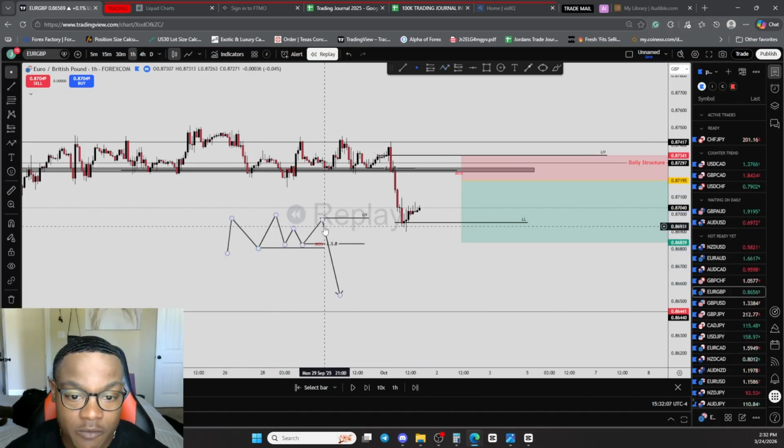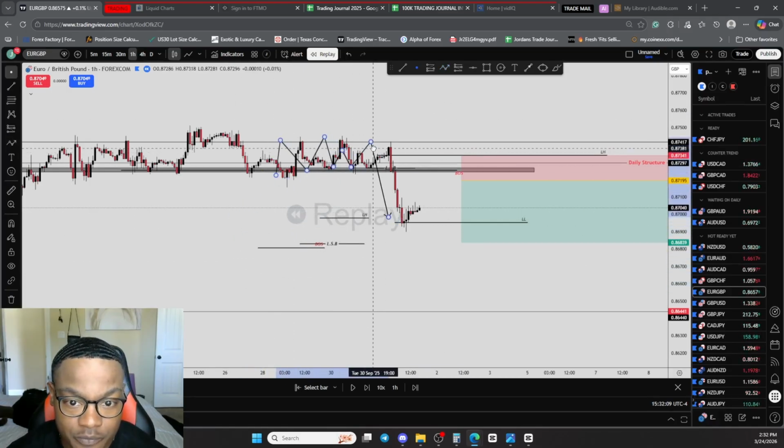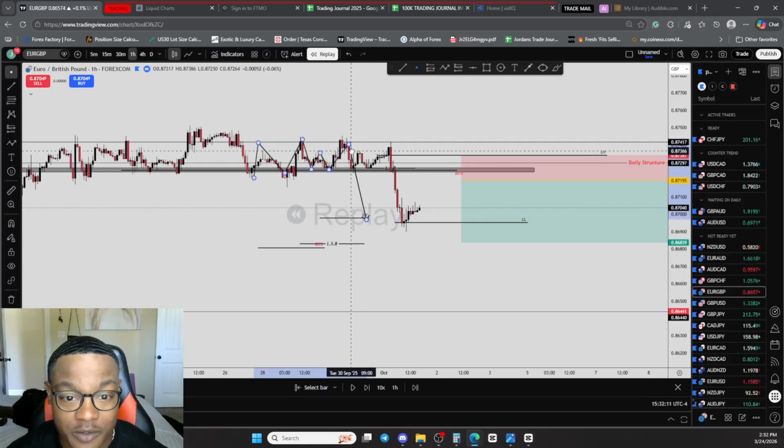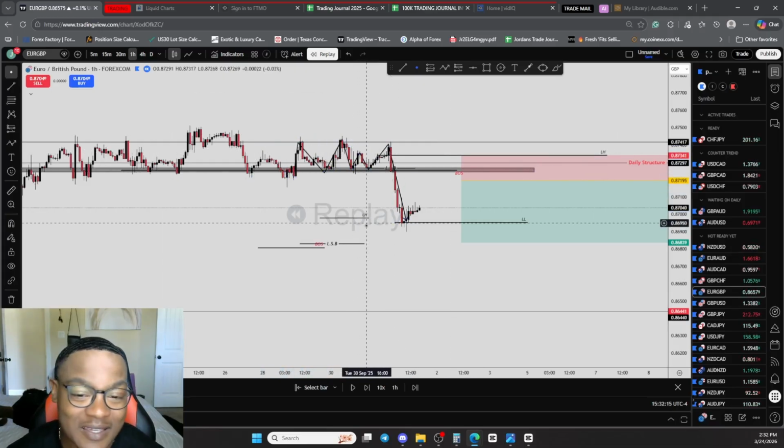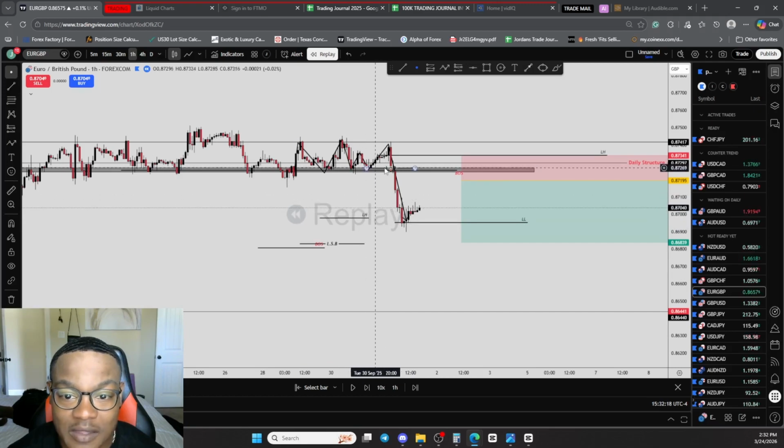So now if we drag this back over here, I don't know how I had it all. Oh, it was right here. Wait, it was right here. Looking at this, we can then mark off the last break of structure.